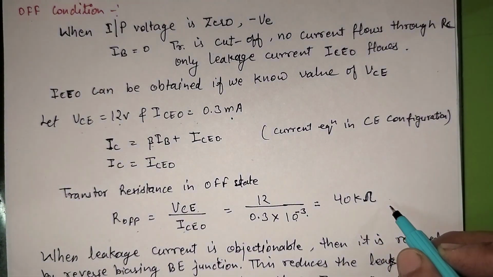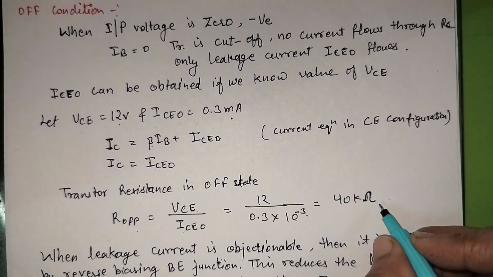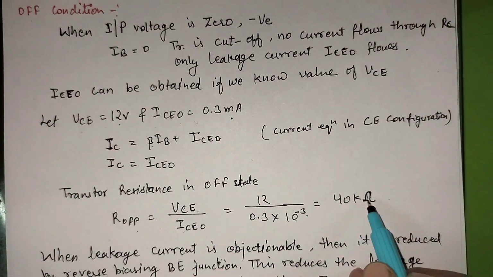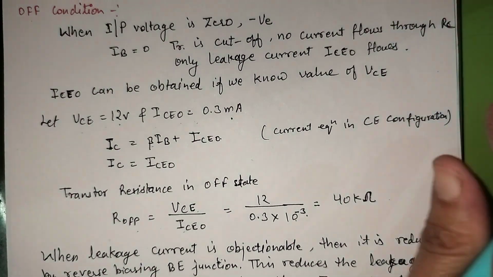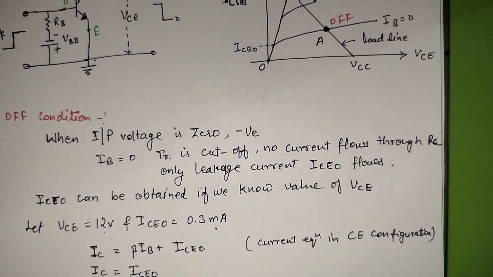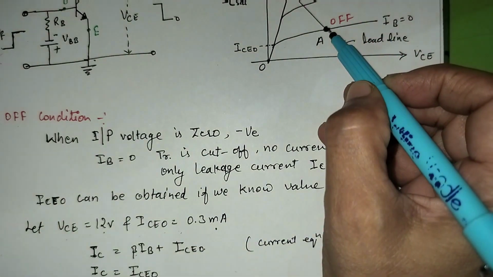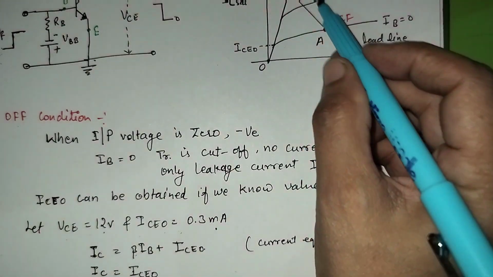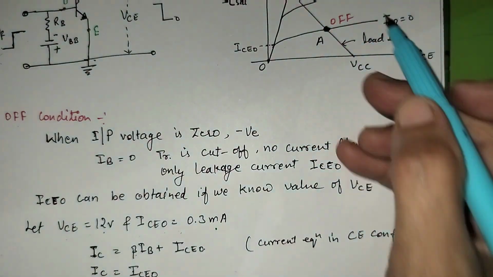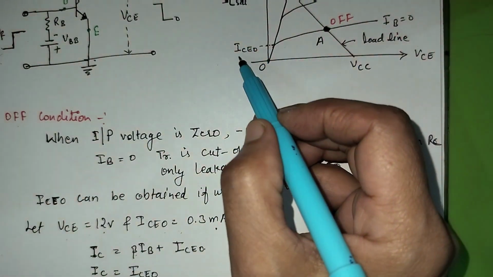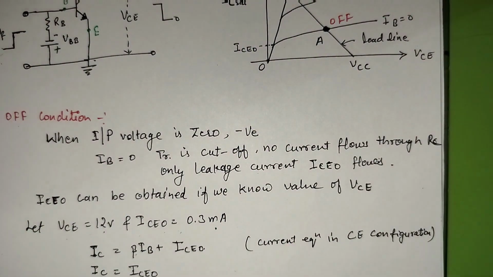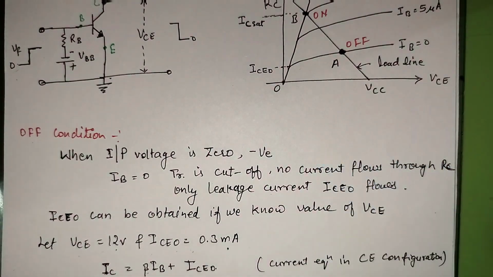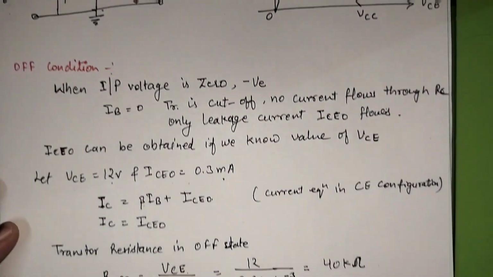This value is objectionable because if the resistance offered by the transistor in off condition is low, the transistor will not operate in the cut off region, meaning it will not operate here. The point will lie somewhere here in the active region. So we will reduce this ICEO. For this we have applied this battery VBB to reduce the effect of this large leakage current.